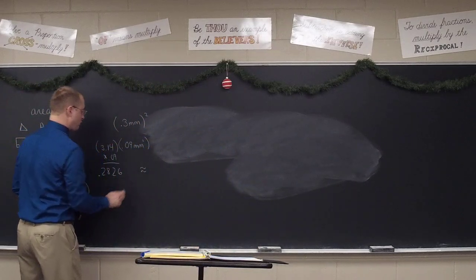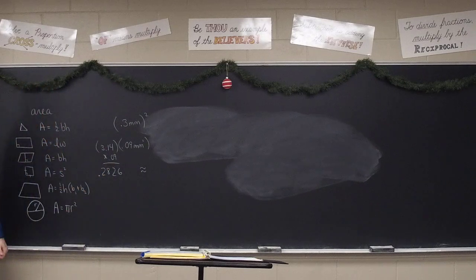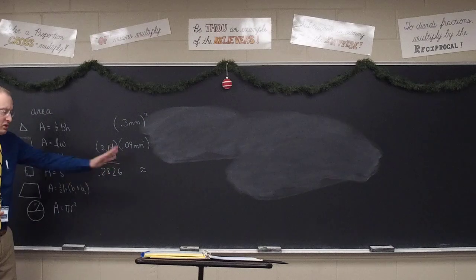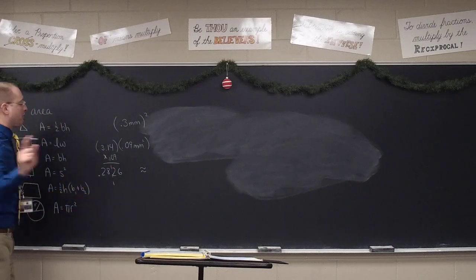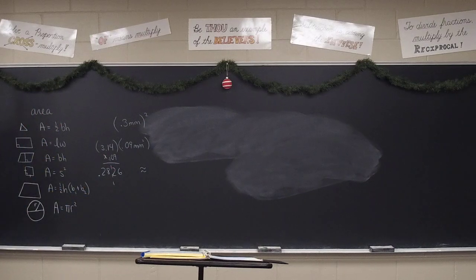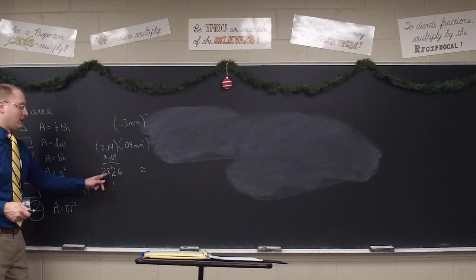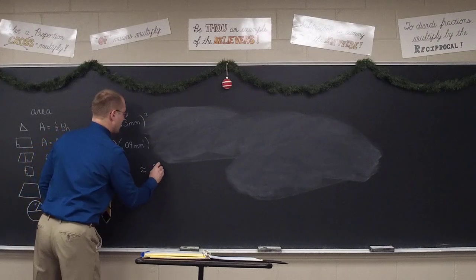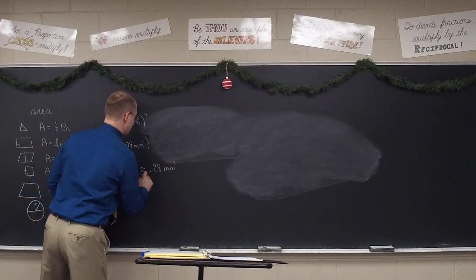So if we round it off to the nearest hundredth, how many decimal places is hundredth, class? 2 decimal places, right? Tenths, hundredths, thousandths, 10,000. We're going to cut it off here. Griffin, we're going to round it and say point... Corey? 0.28. The 2 is not big enough to bump the 8 up, so we'll just say 0.28 millimeters squared.